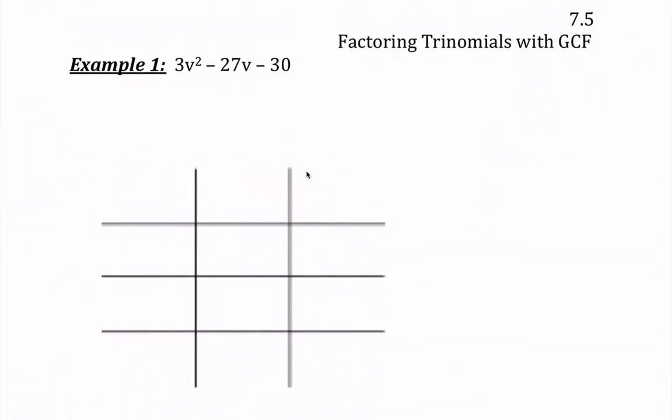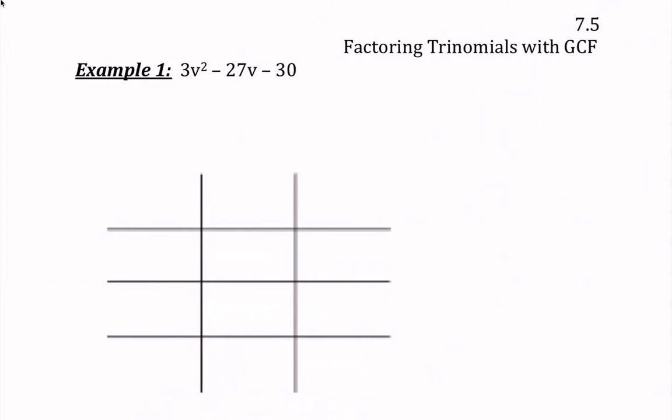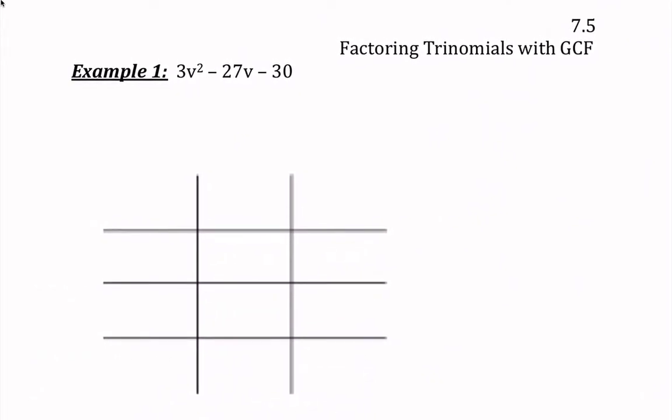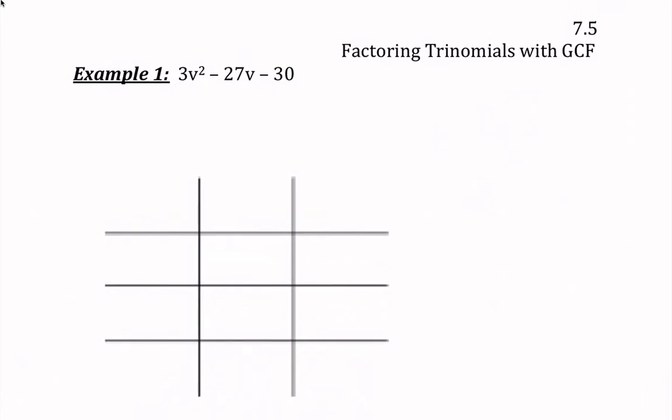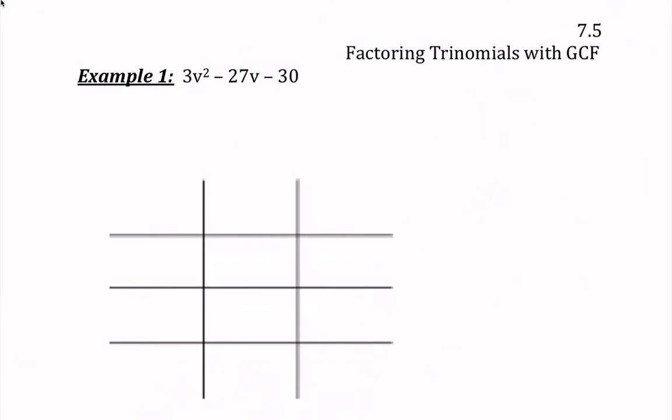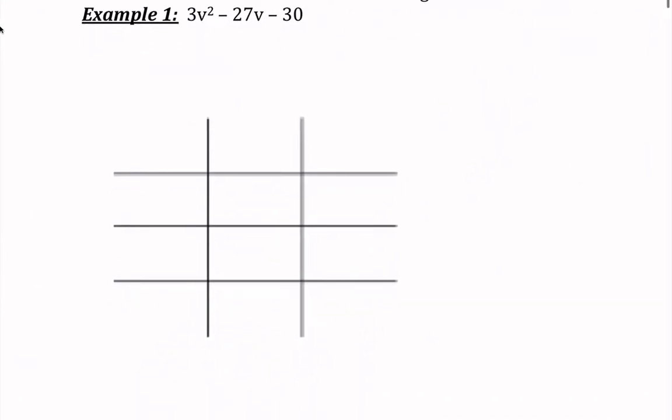All right, guys, so today we're going to continue factoring, but this time we're going to take it a step further. We're going to find our greatest common factor, factor it out first, and then completely factor it. Finding the greatest common factor and taking it out actually makes it easier to factor. So my first step is I'm going to find the greatest common factor between 3v squared, 27v, and 30.